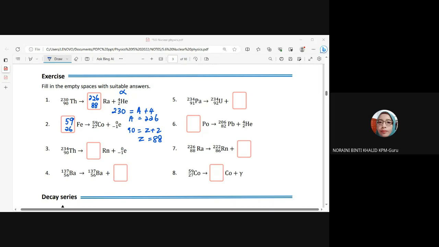Number 3. Ling ZG. Ada. 23491. 23491. Correct.